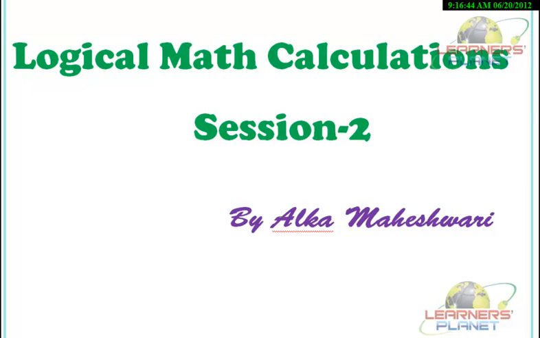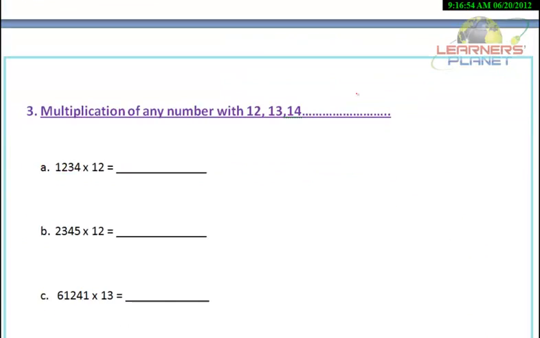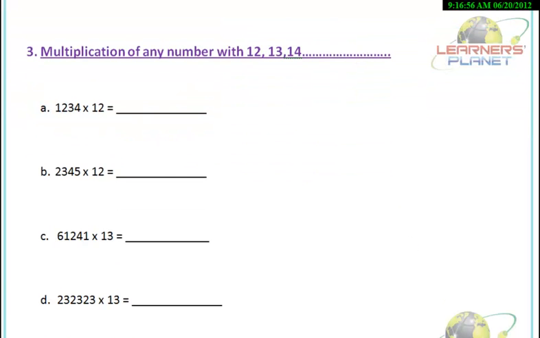Welcome to Learner's Planet. This is the second session for logical math calculations. In this session we are going to discuss some more methods of multiplication. Here we are going to discuss how to multiply any number with numbers 12, 13, 14, etc. In our previous session, we discussed multiplication of any number with 11. In this session, we are going to discuss the multiplication of any number with 12, 13, 14, etc.